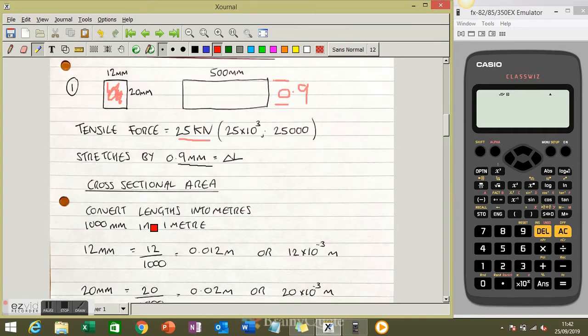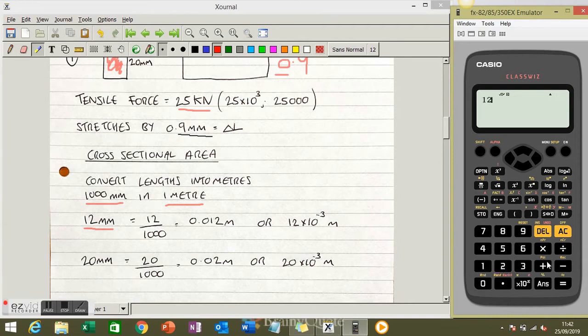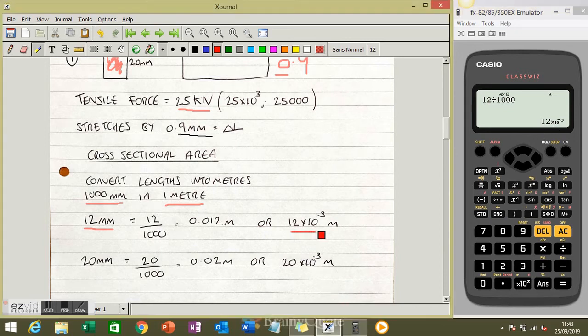It's 12 by 20. So we need to make sure that we convert all our millimeters into meters. So to convert 12 millimeters into a meter, don't forget there's 1,000 millimeters in 1 meter. So to convert 12 millimeters into meters, 12 divided by 1,000 gives you 0.012 of a meter, or if you press ENG, it changes it into 12 times 10 to the minus 3 meters.